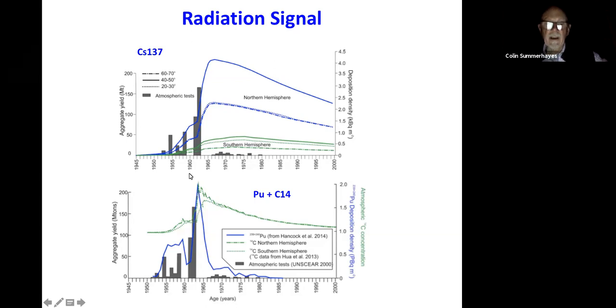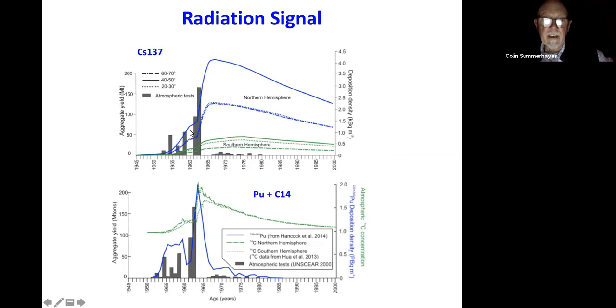And one of the things that happened with atomic tests was that it changed the carbon-14 character of the atmosphere. So the green shows you the way in which the carbon-14 signal was also changed. That makes it hard to use carbon-14 for dating anything that's fairly recent. And one of the products that we quite frequently find in sediments, animals, and plants is cesium-137.